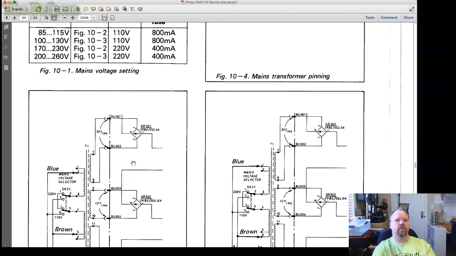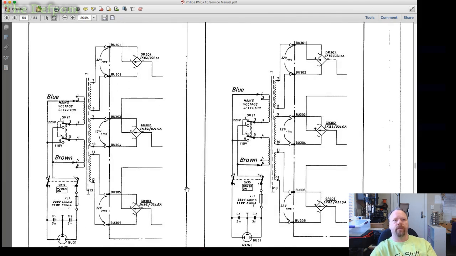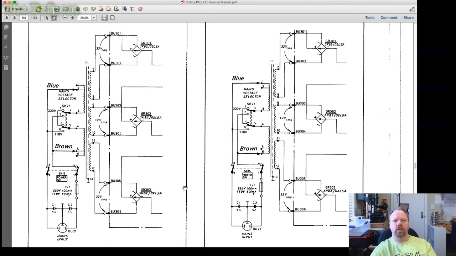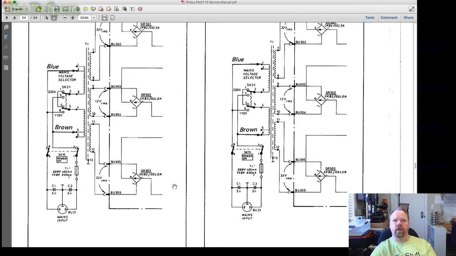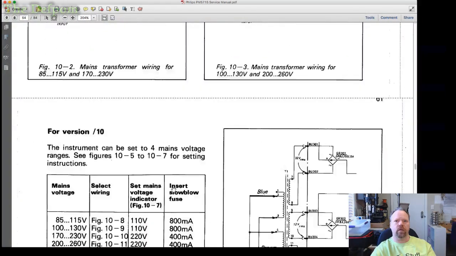This ramp stuff. Transformer. So it's got its own bridge rectifiers for each output. So it's being generated from one. Okay.